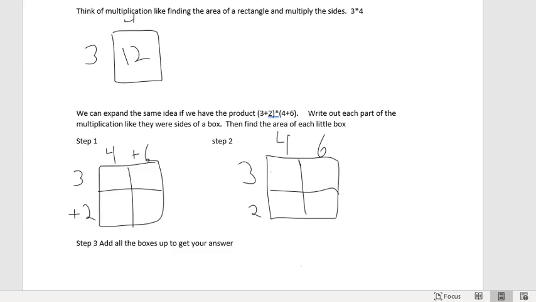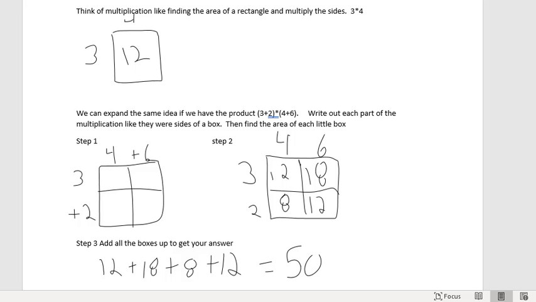3 times 4, that's 12. 3 times 6, that's 18. 4 times 2 is 8. And 6 times 2 is 12. Now to find this overall, we can add everything together. Add all the boxes, we get our final answer. 12 plus 18 plus 8 plus 12. Adding them together, 10, 20, 30, 40, 50.